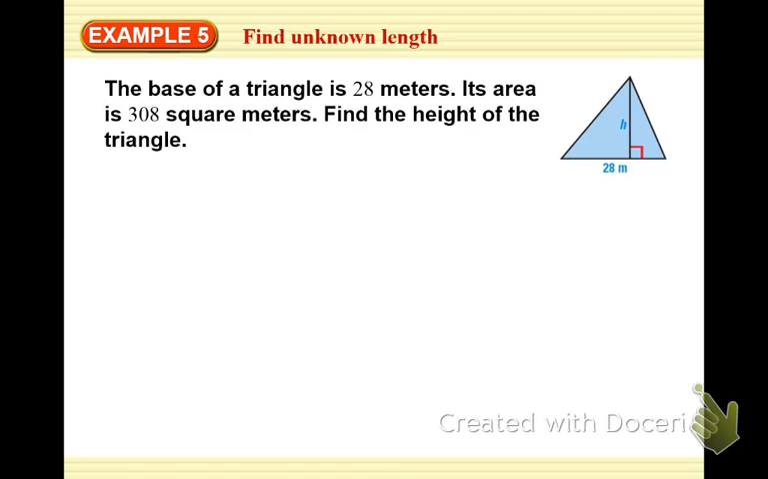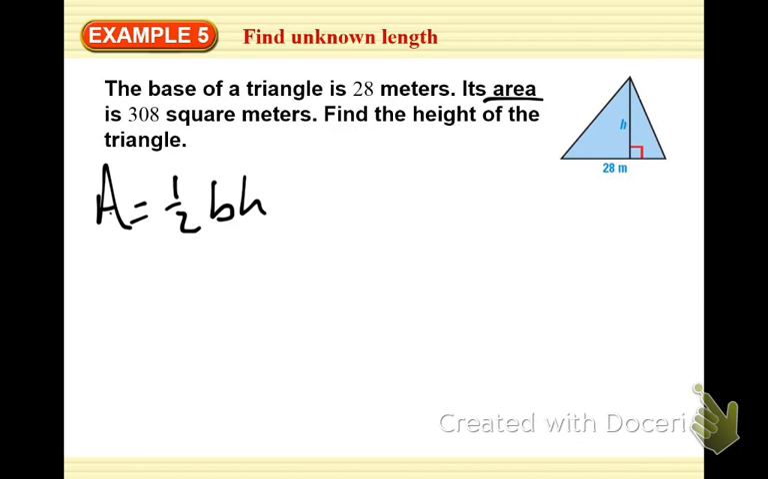Last but not least, I think this is it. The base of a triangle is 28 meters. Its area is 308 square meters. Find the height of the triangle. Now, this one we're kind of working backwards. The area of a triangle is 1/2 base times height.